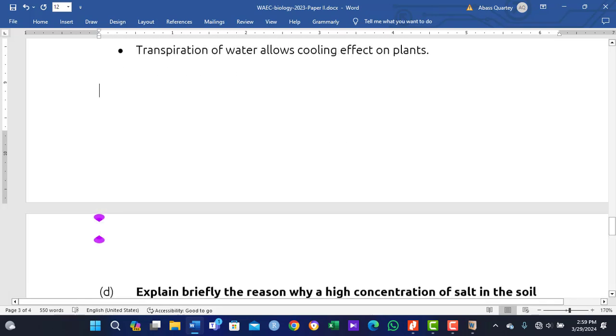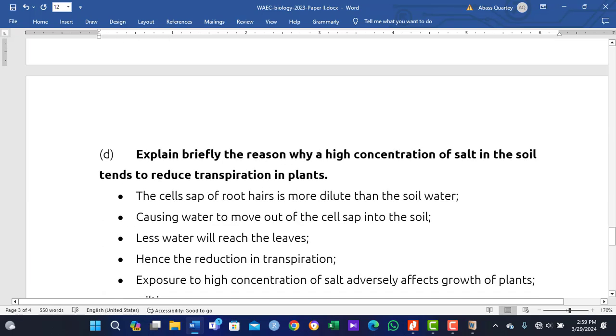to reduce transpiration in plants. So here we are correlating high concentration of salt in water to the fact that plants will tend to release less water in the form of water vapor through their stomata. So let's look at it. The cell sap of root hairs is more dilute than the soil water.